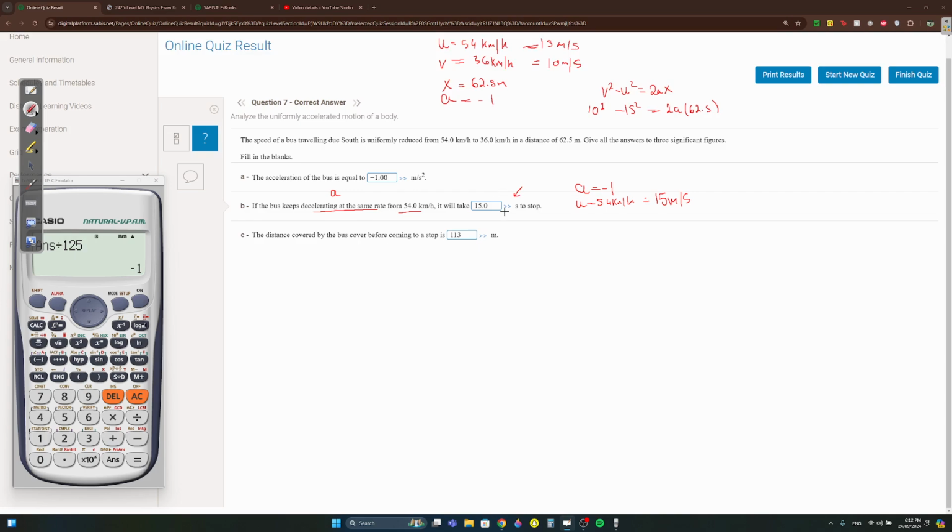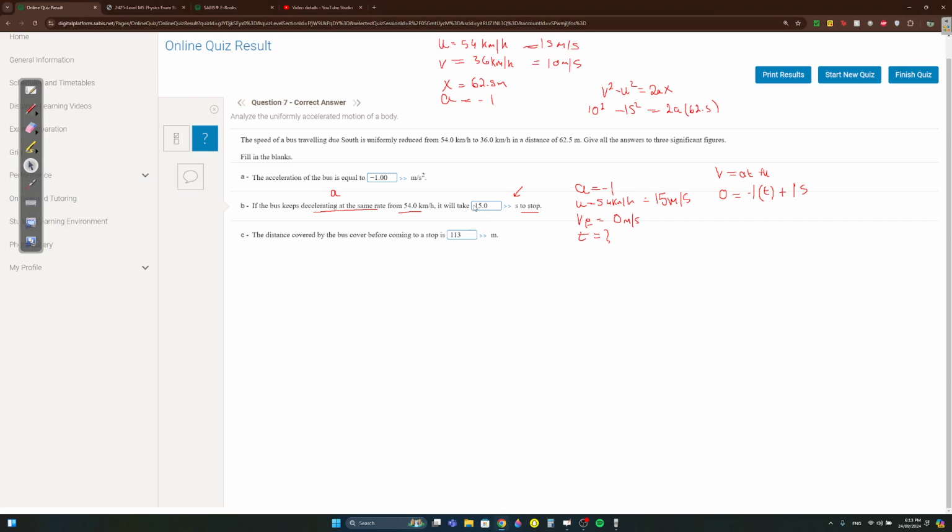How long will it take to stop? So we know to stop is another way of saying velocity final, or V equals 0. What do we want? Time. How do we find time if I have V, A, and U? Easiest one, super simple equation, V equals AT plus U. 0 is my final, A is negative 1, T we don't know, U is 15. You're going to get 15 seconds if you solve this.